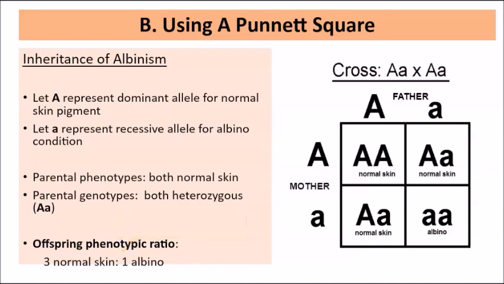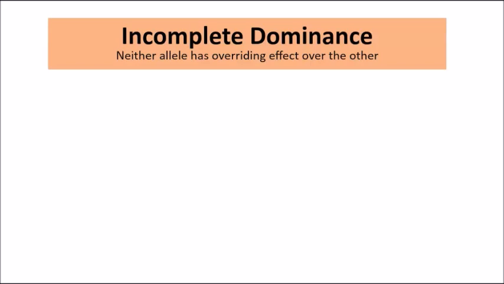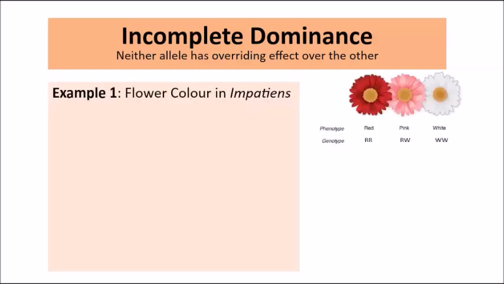Okay, so we're going to finish there with complete dominance, how we inherit certain characteristics through that type of inheritance. Now let's look at incomplete dominance. This is a situation where neither allele has the overriding effect over the other. Typically with complete dominance, you have the dominant allele and the recessive allele. But in this case, when they come together, neither one of them has the overriding effect.